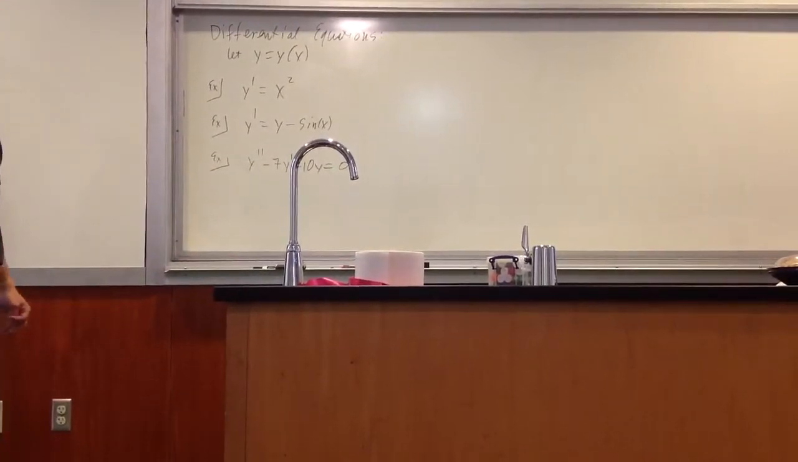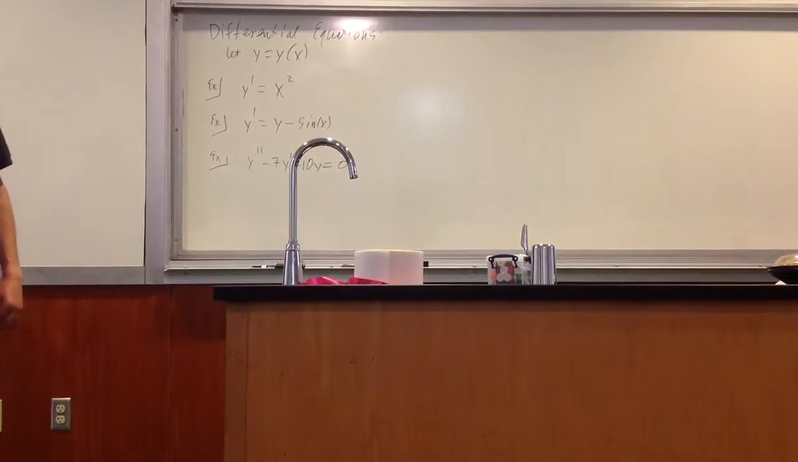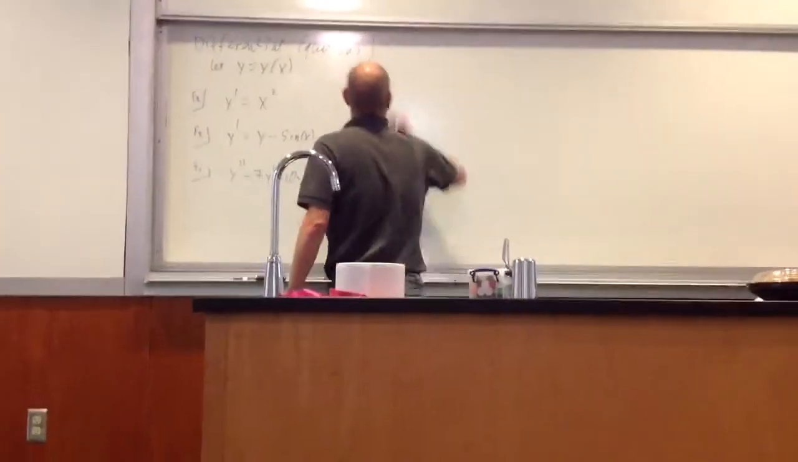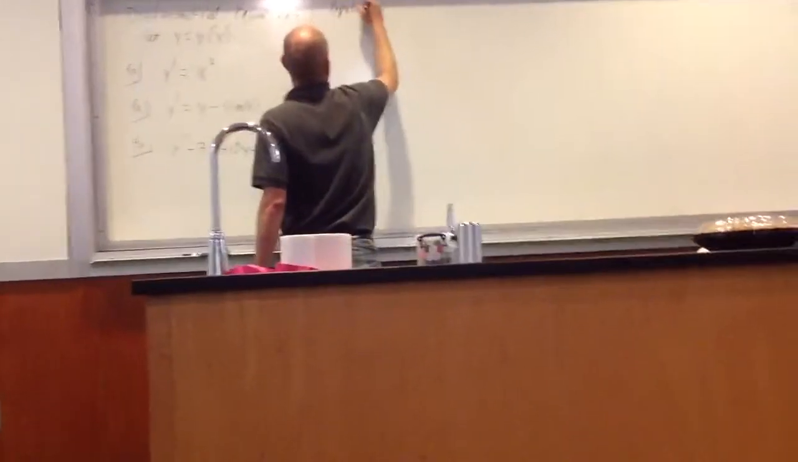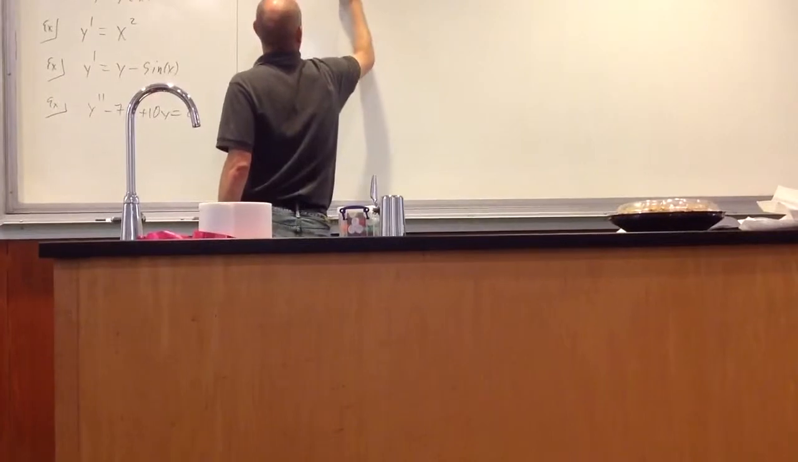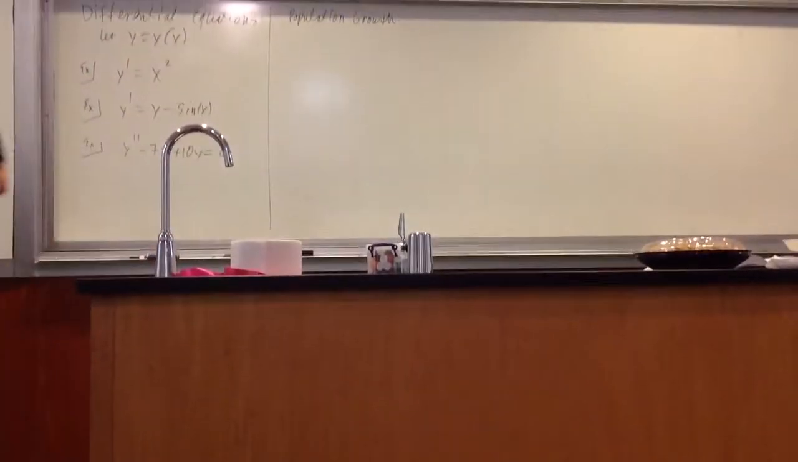I know. So here are some examples. Let's talk about ways to solve these. So he means multiple variables for the value of y for one domain. We're going to talk about population growth.